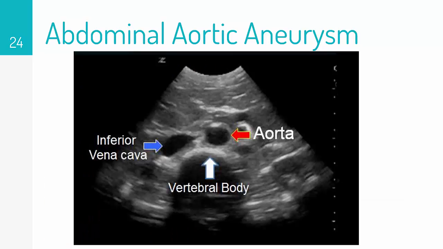So start by scanning high in the epigastric region. The aorta is typically easily identified by first finding the vertebrae, which will appear as an echogenic region with shadowing. And the aorta should be just anterior to the vertebrae as a non-compressible pulsating structure. This is called the horseshoe sign.